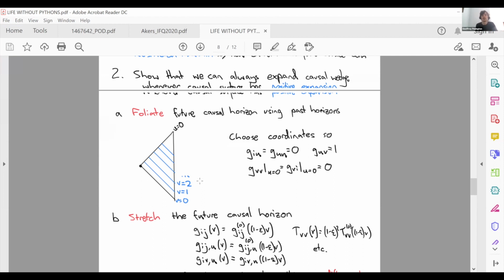We can always choose a coordinate system so that the following set of gauge conditions are true. The past horizons and the future horizon are both null, so we can make G_UI be 0 everywhere, and make G_VI be 0 on the future horizon. We have G_UU be 0 everywhere, G_VV be 0 on the future horizon, and G_UV be 1 everywhere. This is a set of gauge constraints we can do.